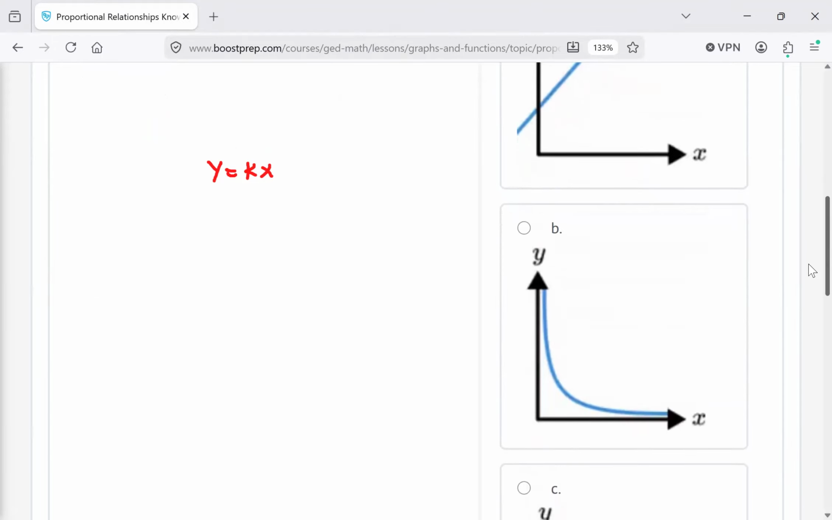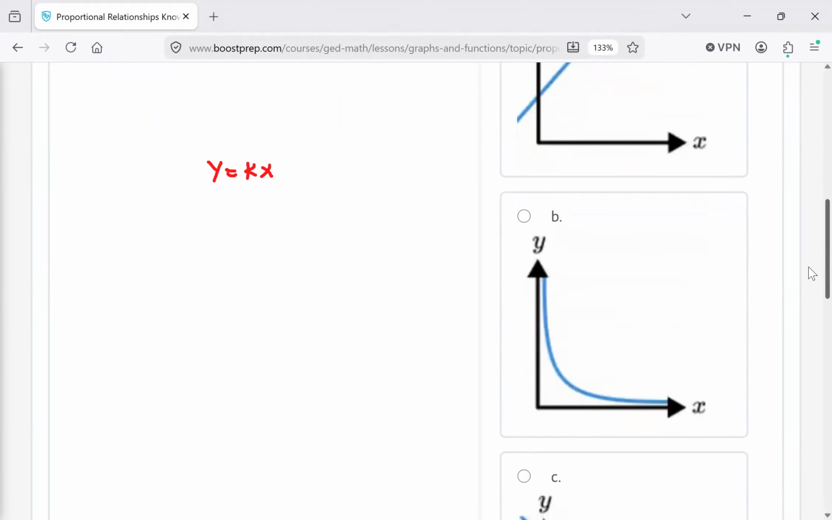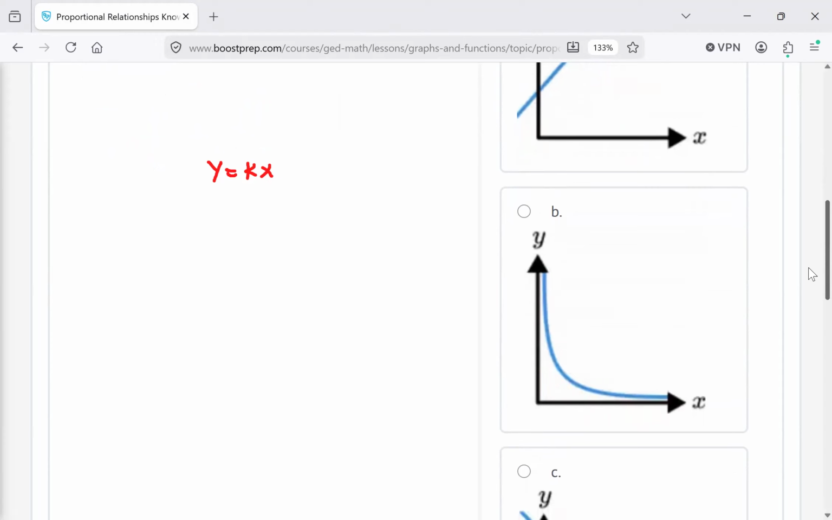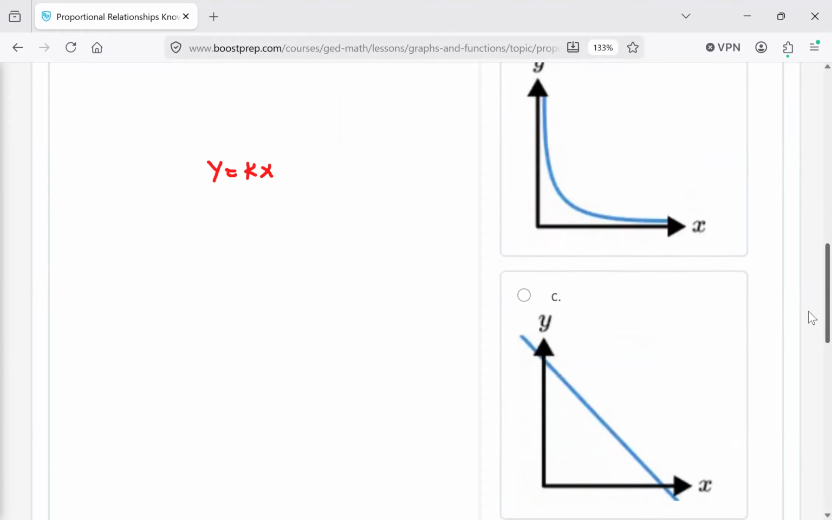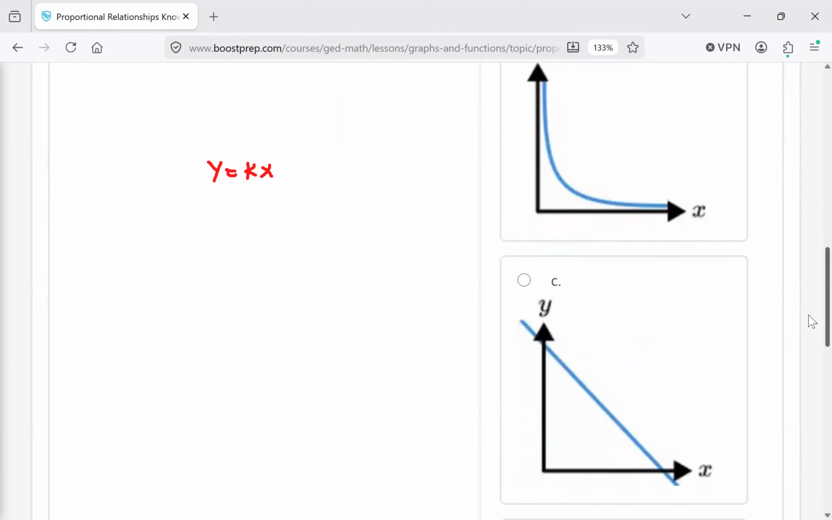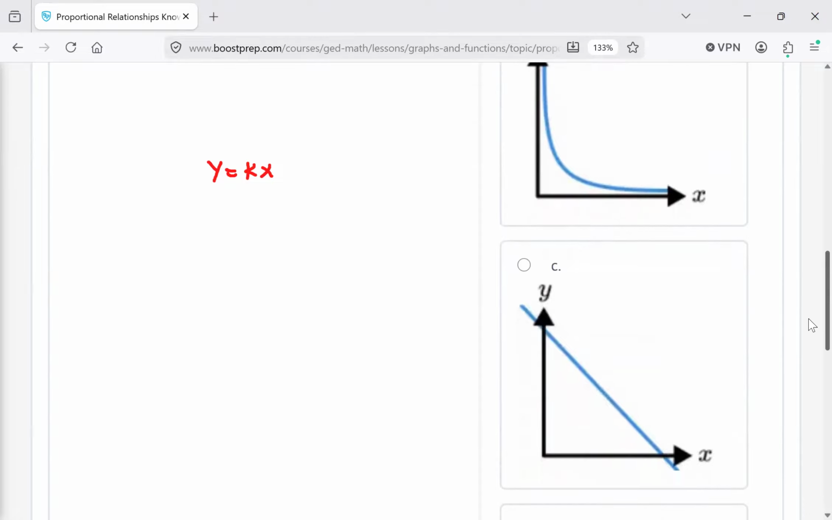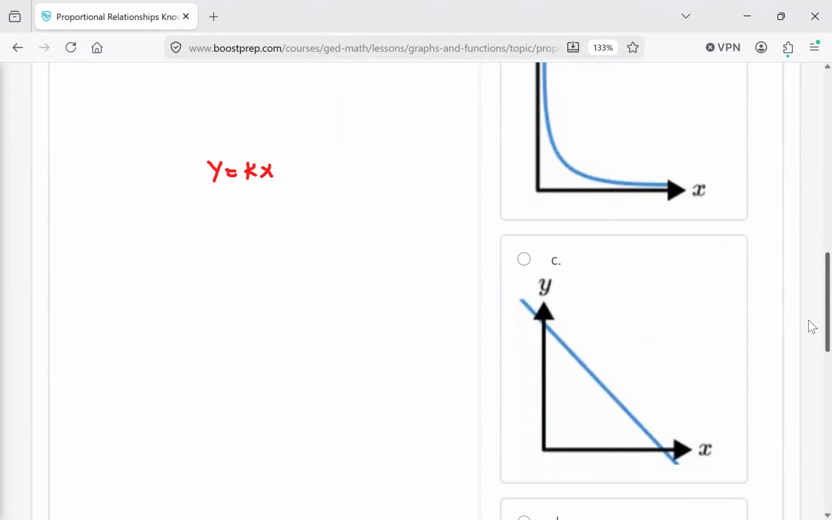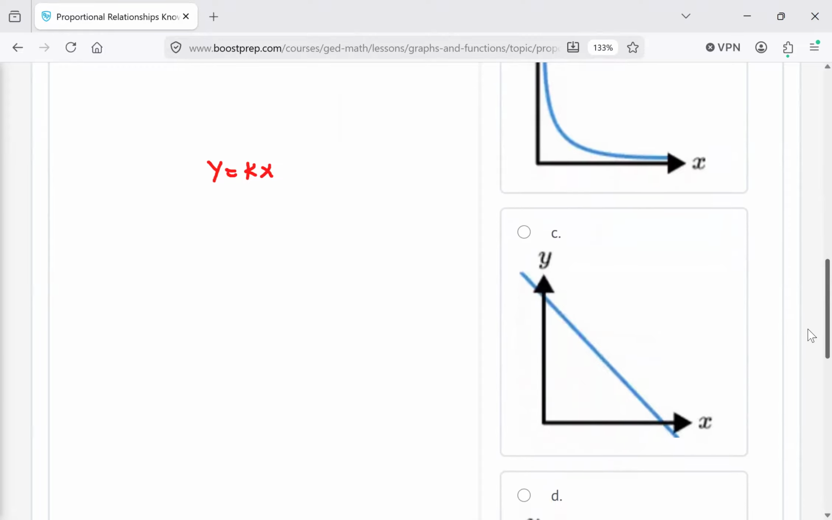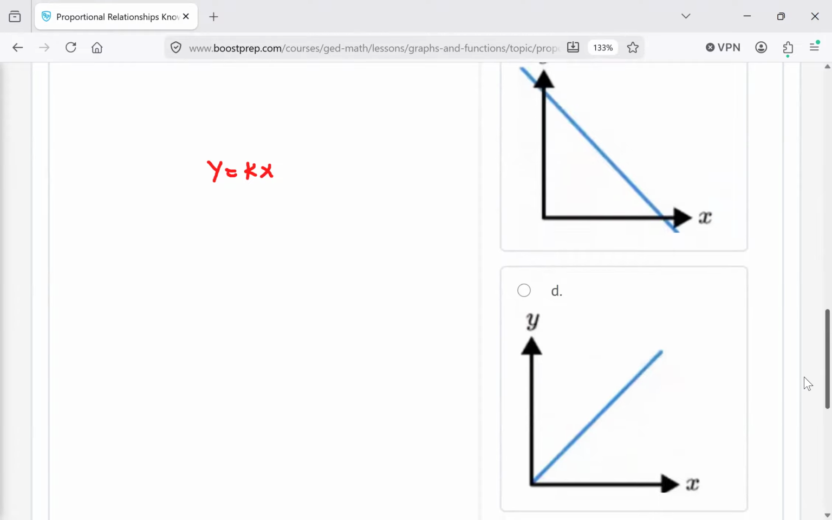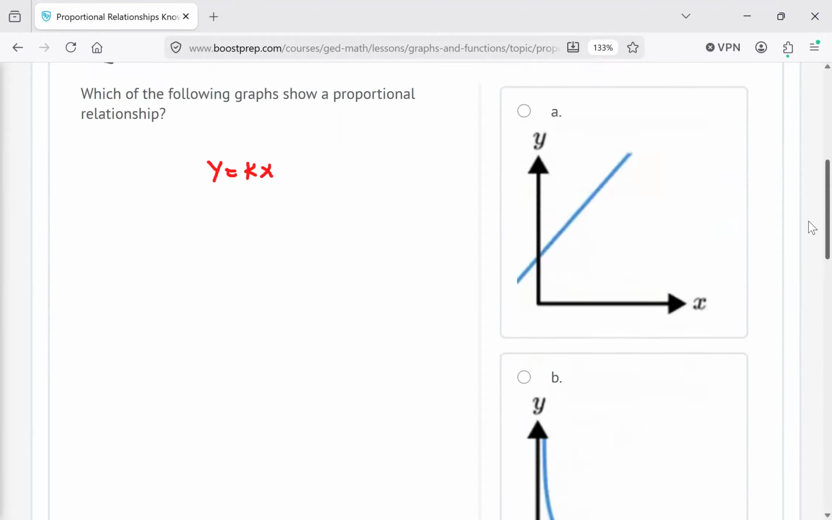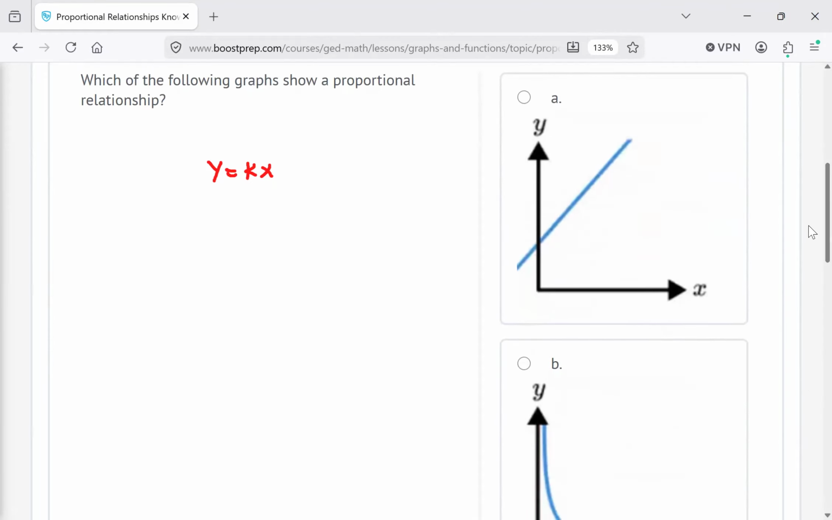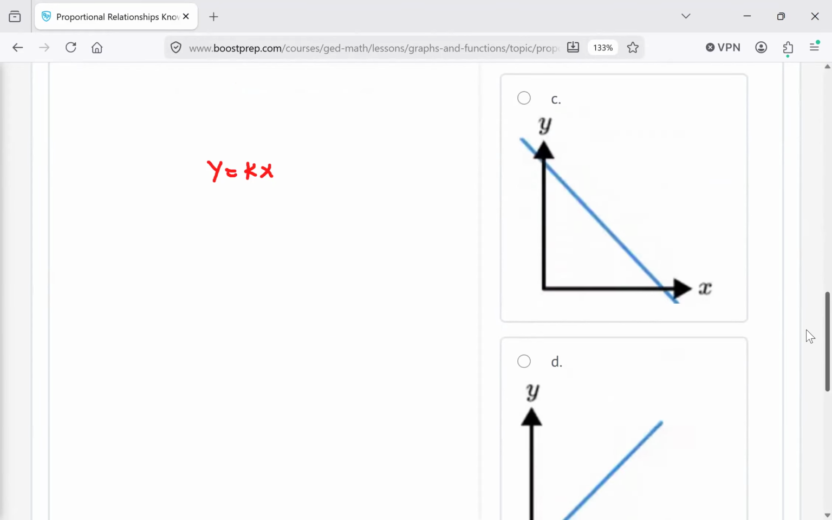Can we exclude B? Yes. Why? That is not a linear line. That is called a rational. We haven't gone over that, but no, that's not linear. What about C? Can we exclude it? Not yet. The reason why: it's linear, but it's negative. What about D? Do we exclude that? No. So we could exclude B and so forth.